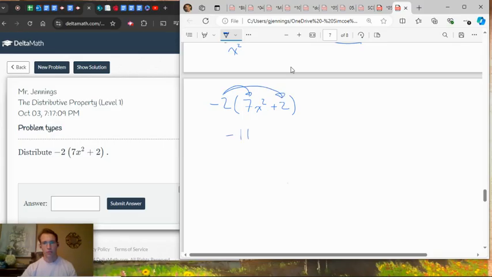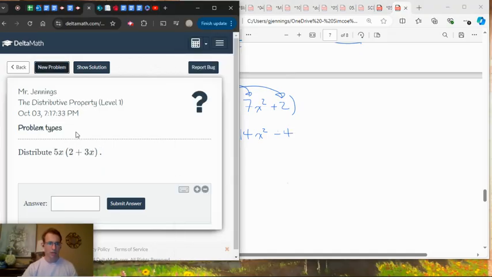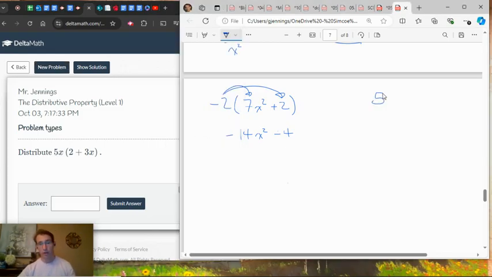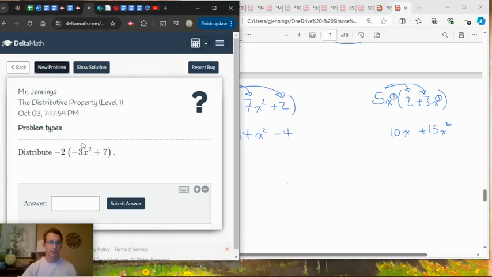So this is minus 14x squared minus 4. Okay, that's just, I'm not going to put that in. This one here, sometimes you're going to have to apply your exponent rules, like 5x times 2 plus 3x. This whole thing multiplies in to give you 10x, and then this thing multiplies here to give you plus 15x squared, because that's x to the 1, that's x to the 1, so we add the exponents, x squared. Okay, that's how these are done.